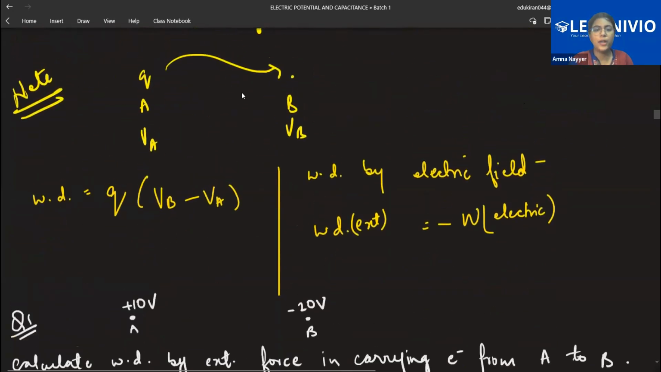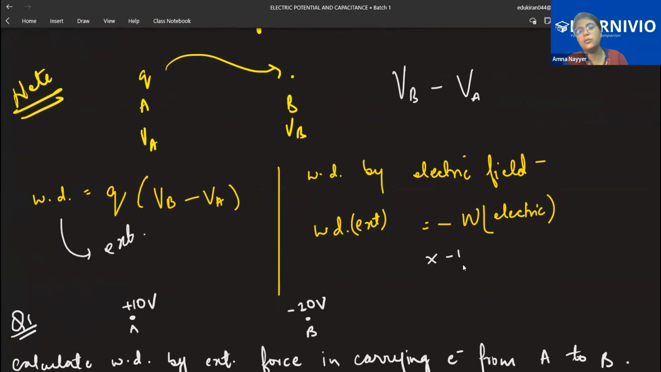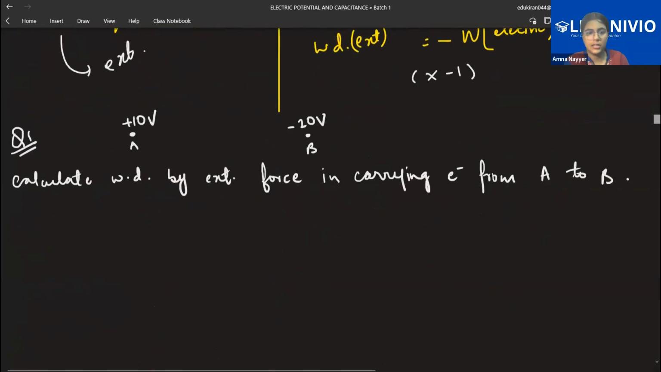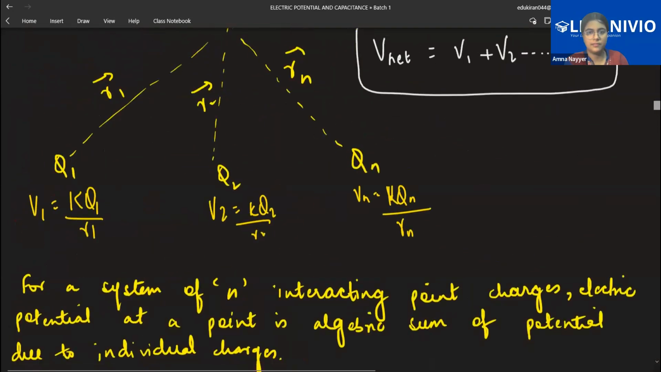Now, if you have 2 points, when you are bringing a charge from point A to another point B, you write the potential difference as VB minus VA, right? Now, work done is equal to charge into change in potential. This is the work done by the external field. If the work done by the electric field is asked, then just put a negative sign, multiply it with minus 1. Write it, then we'll discuss this question. Write this.